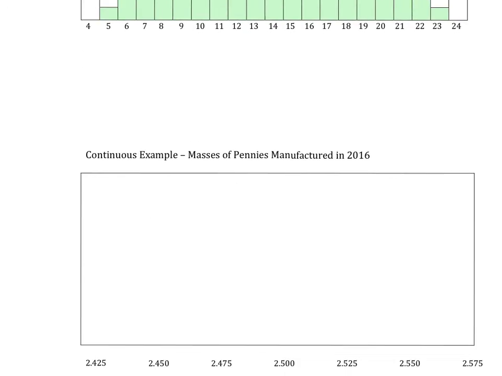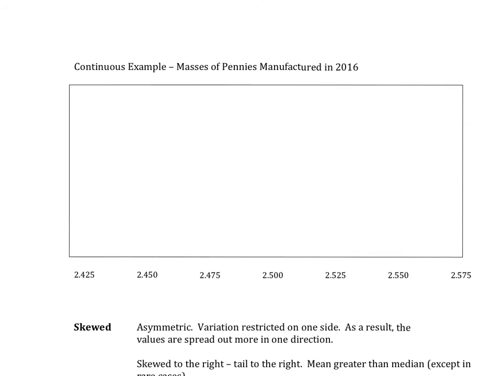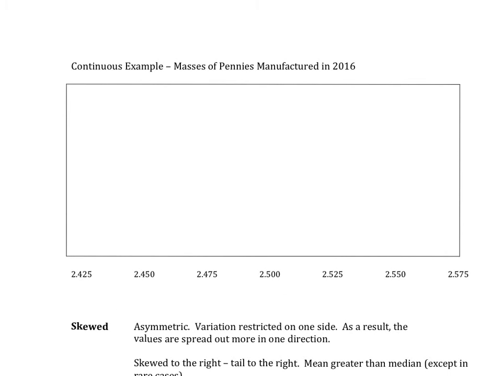Okay, a continuous example of the normal distribution would be the masses of pennies manufactured in 2016. And you can see that the variation is not great. We have 2.425 to 2.575 grams. So you're not going to have many pennies in the lower end. You're not going to have many pennies in the higher end.